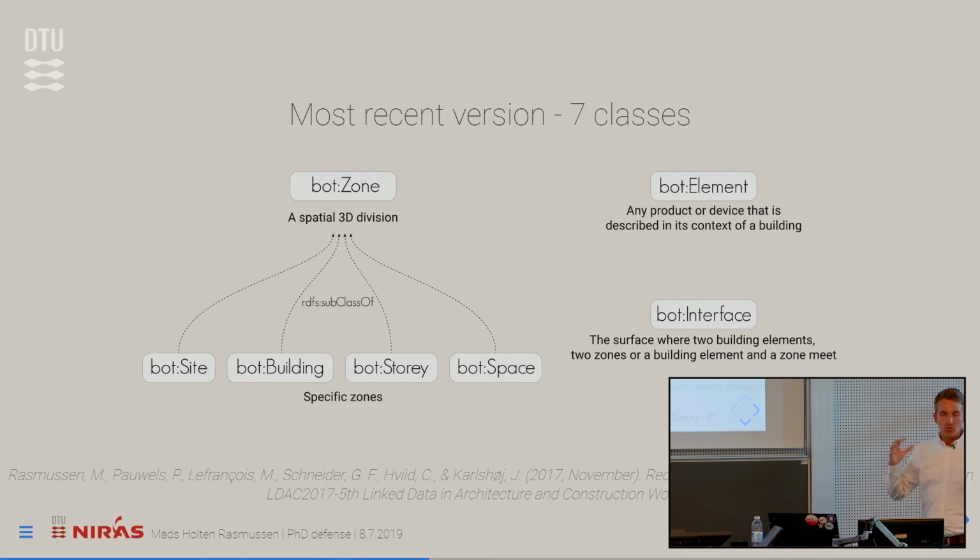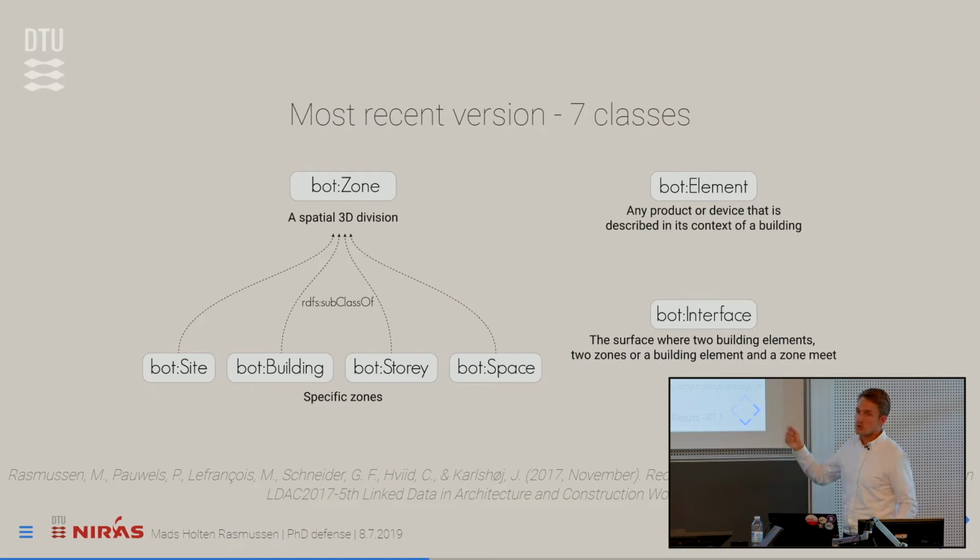Then later it grew a bit, but also to allow more descriptions. So we used just one class for a spatial division being just a zone. And then we had these subclasses: the site, the building, the story, and the space. Site was new because we wanted to also describe university campuses or hospital campuses. Then we have elements, and elements is basically anything that's tangible in the building.